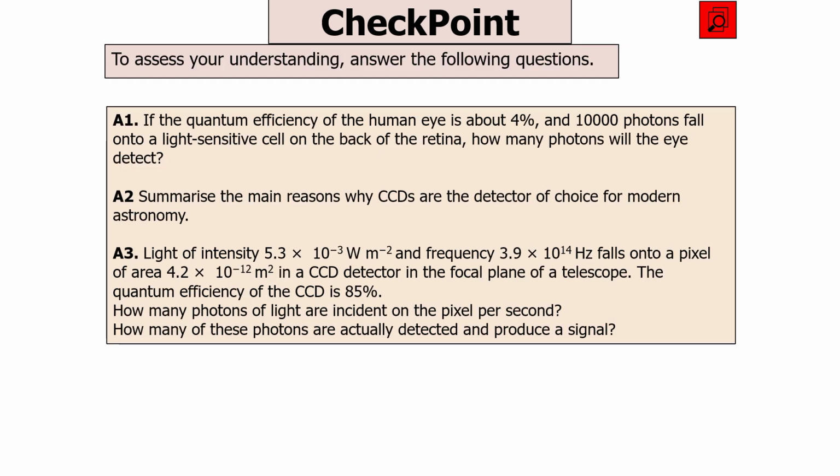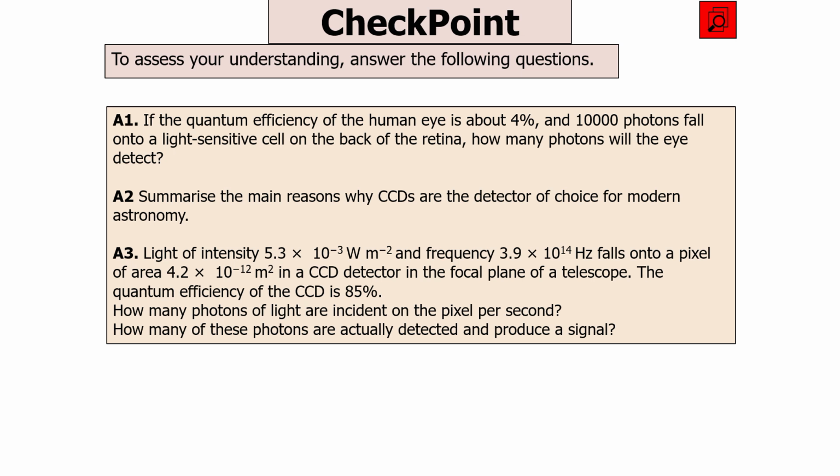The next question says, if the quantum efficiency of the human eye is about 4% and 10,000 photons fall onto a light-sensitive cell on the back of the retina, how many photons will the eye detect? Then summarise the main reasons why CCD is the detector of choice for modern astronomy.